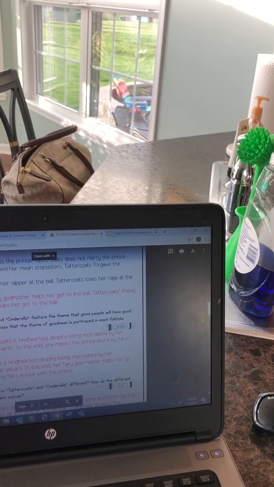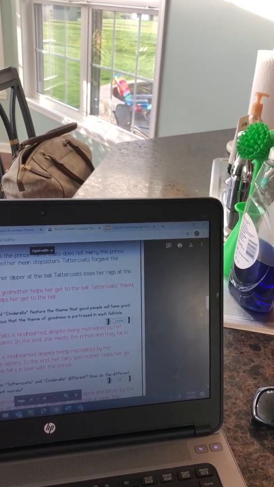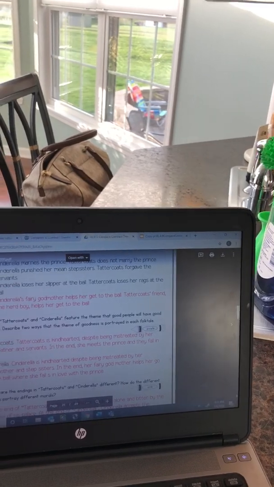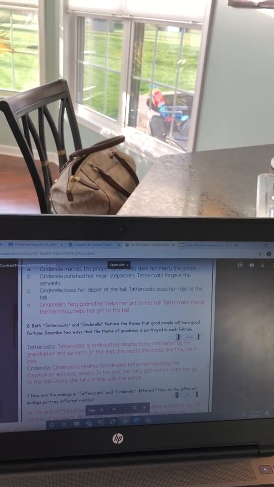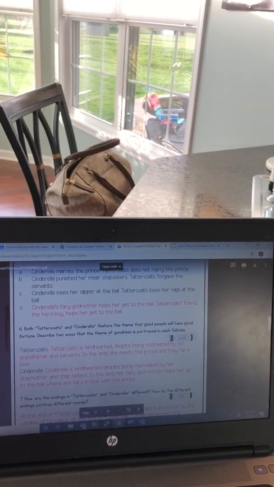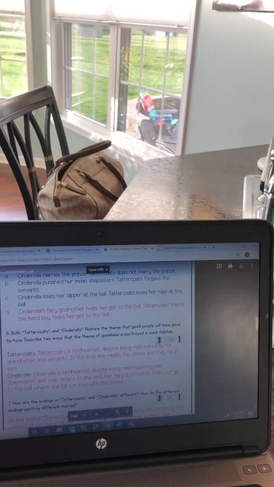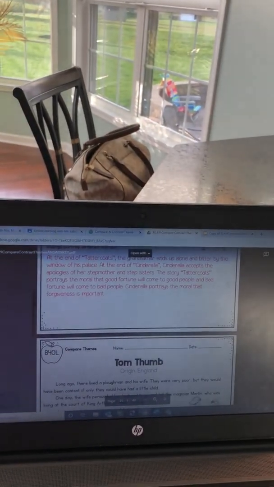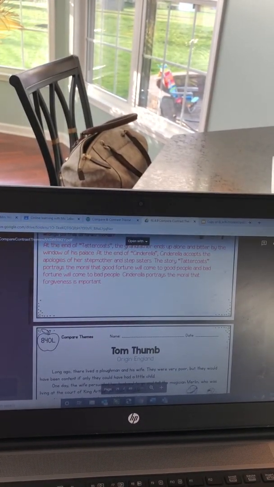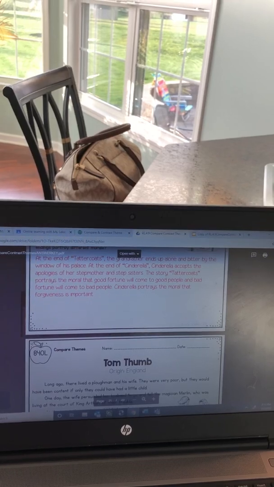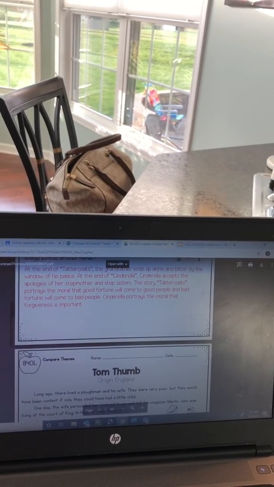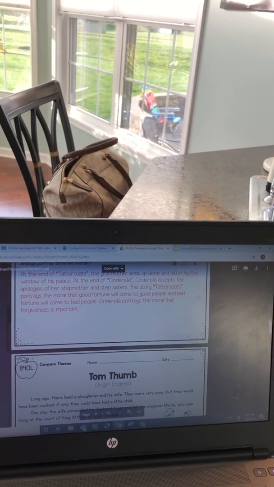In number seven, how are the endings in Tattercoats and Cinderella different? How do the different endings portray different morals? There's that word moral again, like from yesterday. What is that lesson that we take away from it? What is important as the lesson learned or the theme? At the end of Tattercoats, the grandfather ends up alone and bitter by the window of his palace. At the end of Cinderella, Cinderella accepts the apologies of her stepmother and stepsisters.